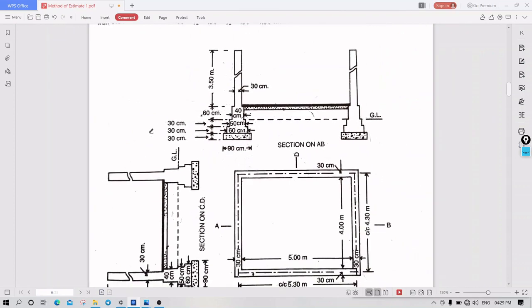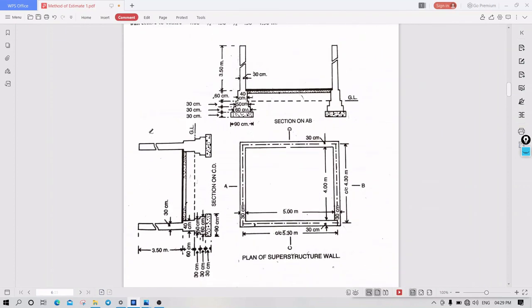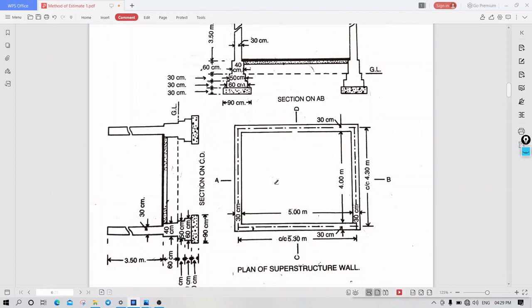See how the drawing is. This is the building which they have given, that is 5 into 4 meter. So 5 is on the x axis, and perpendicular to that is the y axis. In the y axis it is 4 meter, and in the x axis it is 5 meter.